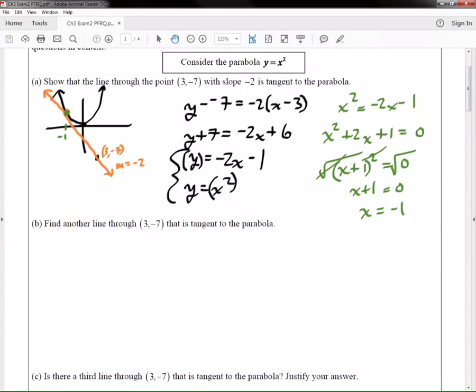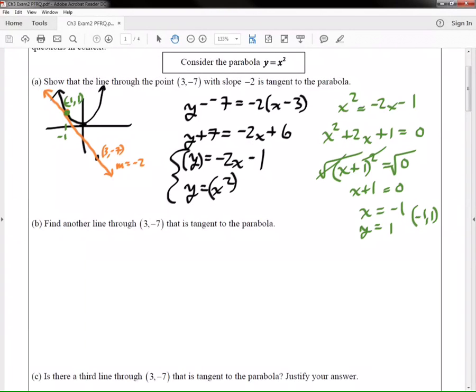Just take it and plug it in. So if I wanted to find the y value, you just got to take this -1, plug it into one of these x's, it doesn't matter which one, and you'll find the y value. Let's plug it into this one right here. -2 times -1 would be a +2, +2 minus 1 would be a +1. So my point is -1, 1. This point is -1, 1.